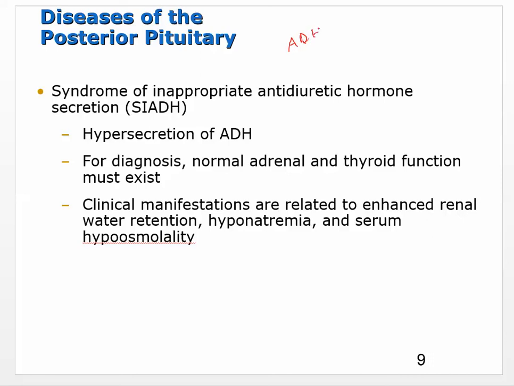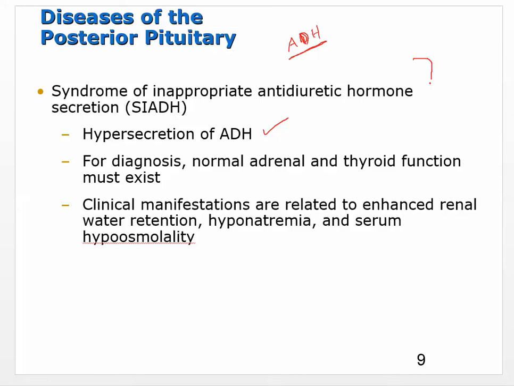Okay, so there's also one of the other things that is released from, in this case, the posterior pituitary, is something called vasopressin or antidiuretic hormone. So we're going to talk about a couple of different diseases that are associated with antidiuretic hormone release. The first one being something called the syndrome of inappropriate antidiuretic hormone secretion. Very descriptive. You're secreting an inappropriate amount of antidiuretic hormone, and really we're talking about hypersecretion.